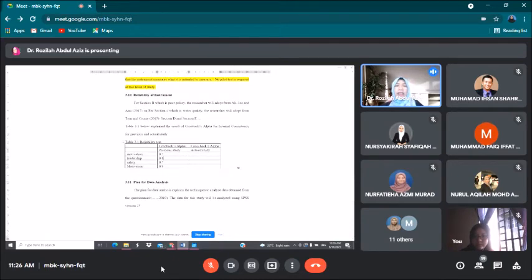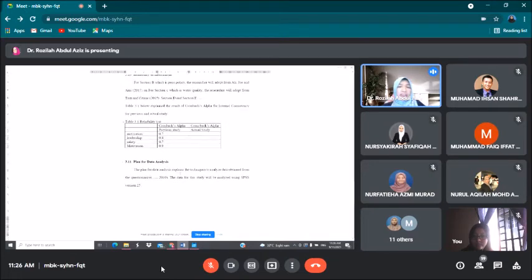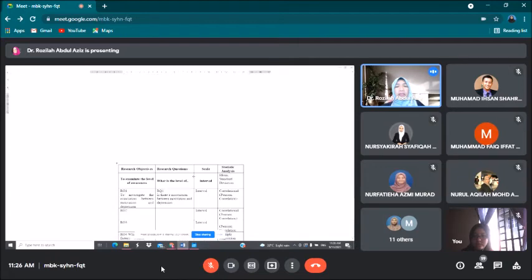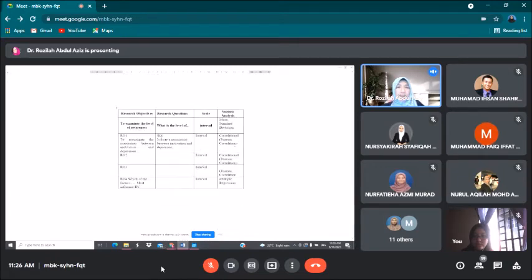Okay. Then last 3.11 is plan of data analysis. The plan for data analysis explains the technique to analyze data. So, maksudnya apakah plan kita untuk analyze data yang kita dapat nanti? So, kita akan gunakan macam ni. Ikut je apa saya kata. Okay, yang ni untuk RO1. Ya, katalah you ada soalan ni. RO1. To examine the level of awareness, apa-apalah. Ya, nanti awak boleh isi sendiri.